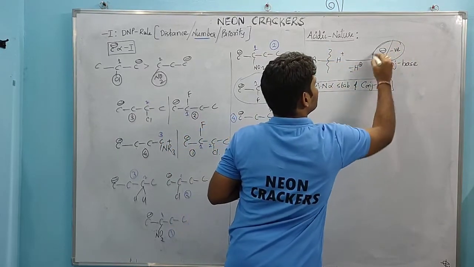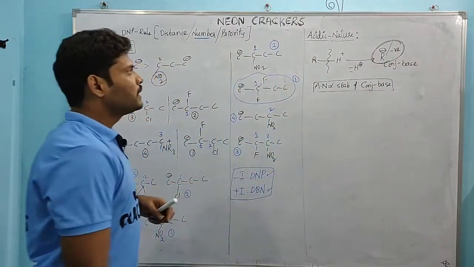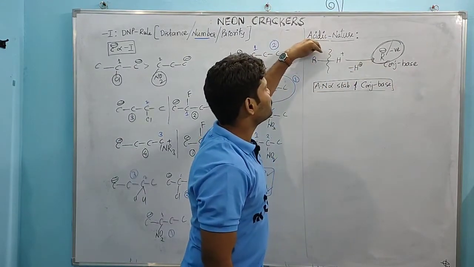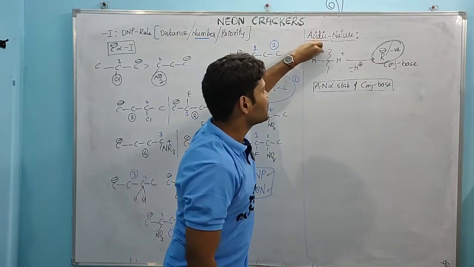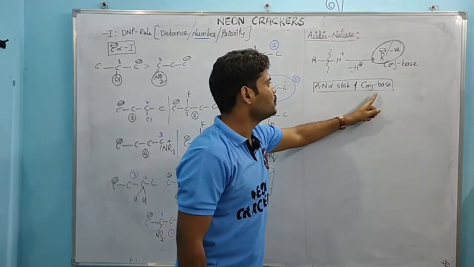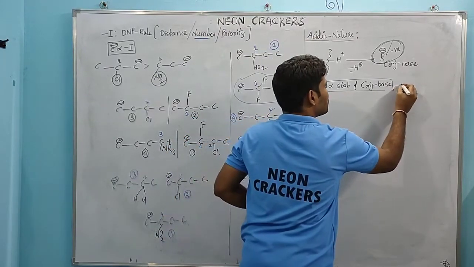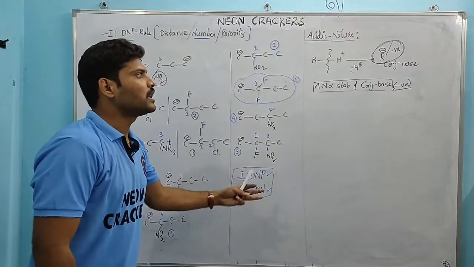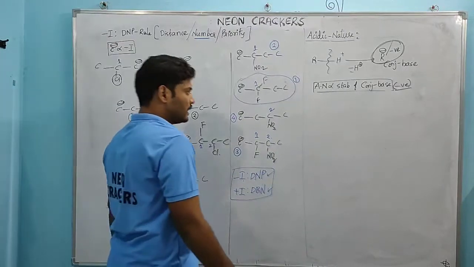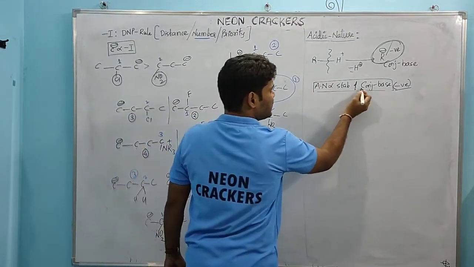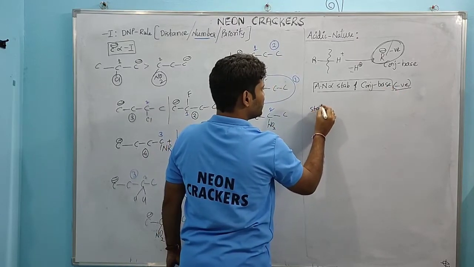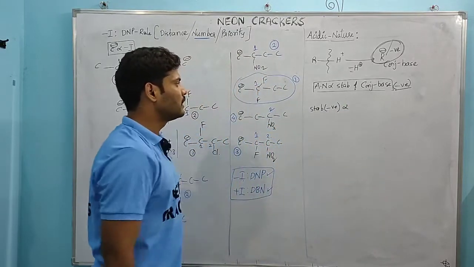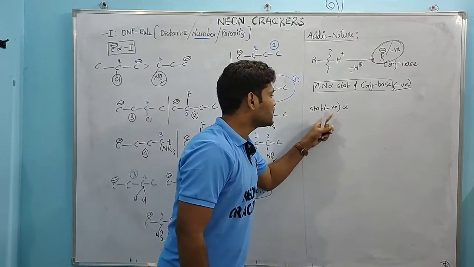So the one whose conjugate base is stabilized acts as the stronger acid. That's why acidic nature is directly proportional to conjugate base stability. The conjugate base is a negatively charged particle, and its stability depends on the electron density.